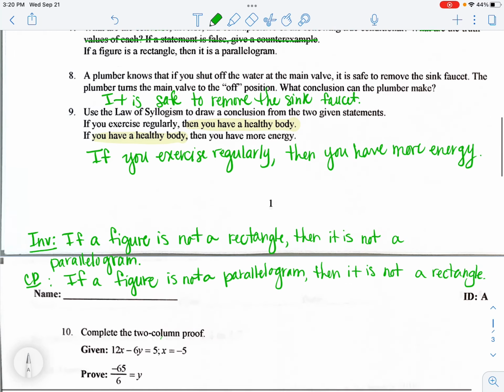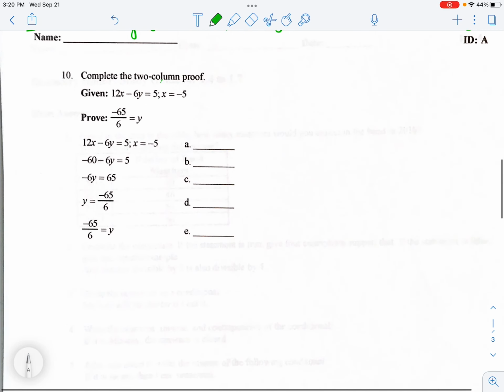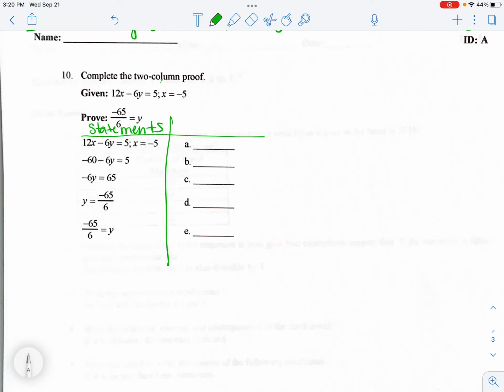And that's number 9. Number 10, and we talked about in class how this looked a little different than what we were used to seeing. So if it helps, remember how I said you can write it like this: statements, reasons. Right, that's the way we were used to seeing it in class, and it's already worked out for us. All we have to do is fill in the reasons. I remember I also said letter E, I took that out.